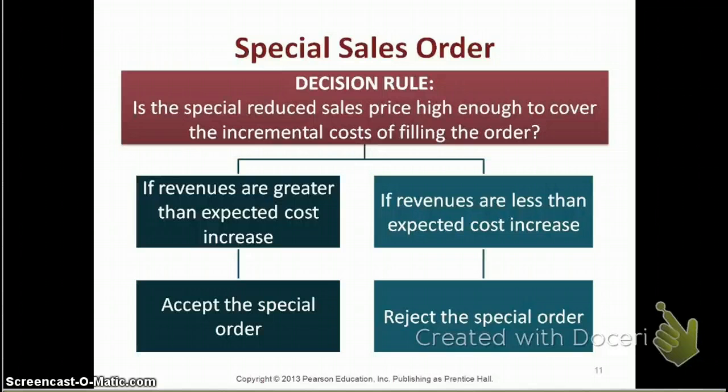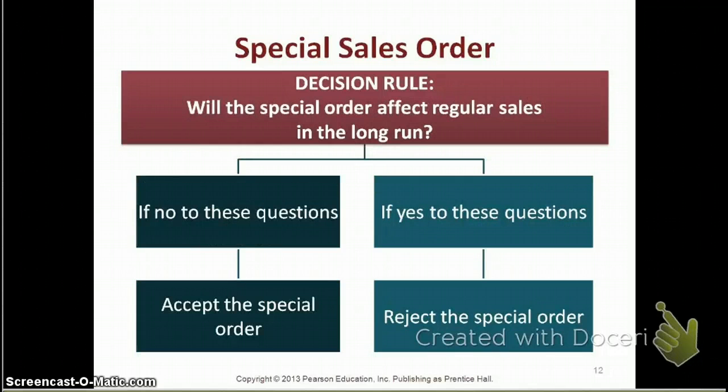We also have to consider another element before we go ahead and accept the order. We have to make sure that the special order will not affect regular sales in the long run. If there are other customers who will find out about this order and will not be too happy with your company, then do not accept the order. So if the special order will affect regular sales in the long run, reject the order. If they will not affect sales in the long run, then you would accept this order.